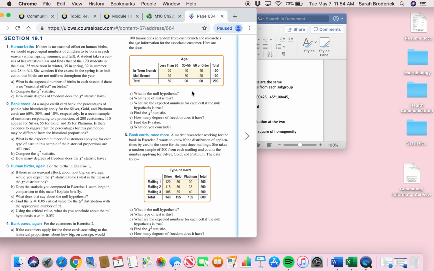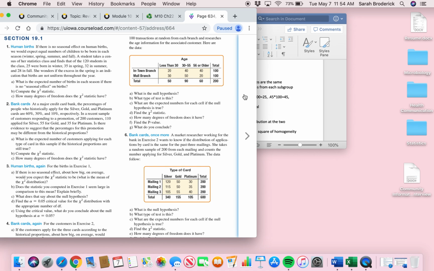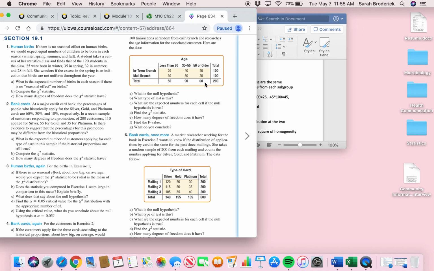And then what are the expected numbers for each cell if the null hypothesis is true? So I began by taking the total, so 50 divided by the total of less than 30, and then the total of 30 to 55, and then 56 or older, divided by the 200. So 50 divided by 200 gave me 0.25, and then 90 divided by 200 gave me 0.45, and then 60 divided by 200 equals 0.30. So the way I got each cell was taking the number that we got and multiplying that by the total from the in-town branch and then the mall branch.